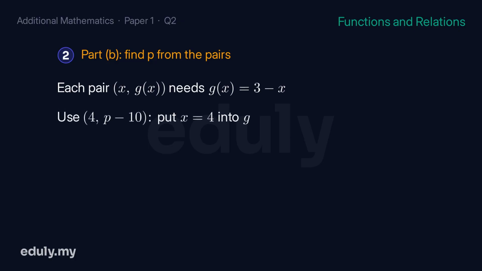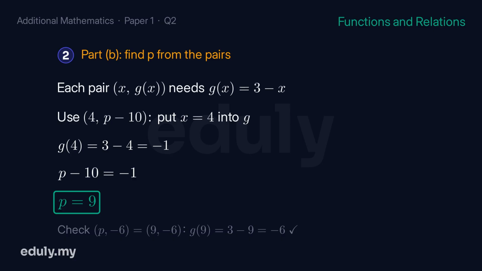Take the pair with 4 as the object. Putting x equals 4 into g gives 3 minus 4. 3 minus 4 is -1. The image from this pair is p minus 10, and that must equal -1. Add 10 to both sides, and p equals 9.